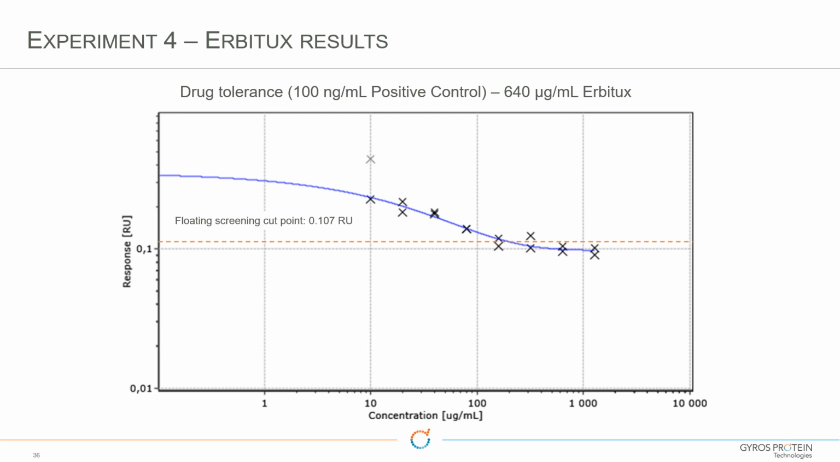So for this experiment, we've taken the 100 nanogram per mil positive control, which is what our target sensitivity is in the presence of drug. And we've added increasing amounts of drug to see the impact of the drug concentration and when the drug causes the sample to go below the assay cut point. So in this case, we can see the actual assay is tolerant up to 640 microgram per mil of ERBITUX.